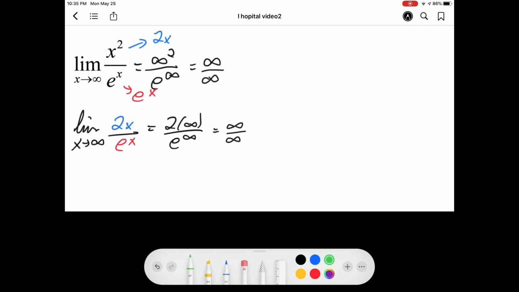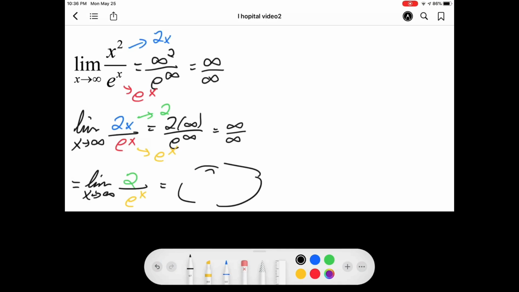So the derivative of the top now would be 2. The derivative of the bottom is going to be e to the x. Let's find the new limit. So now we've got the limit as x goes to infinity of 2 over e to the x. When I think about subbing in infinity, I'd get 2 over e to the infinity. That's 2 over very large, or essentially 0 when we're done. So we get a result in the end.